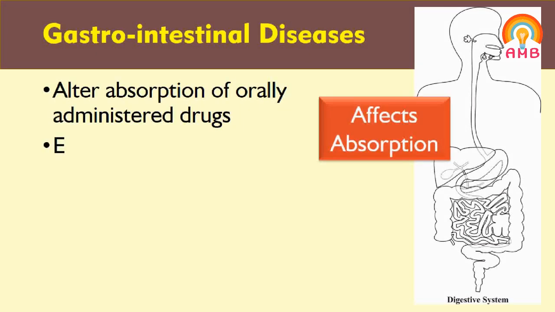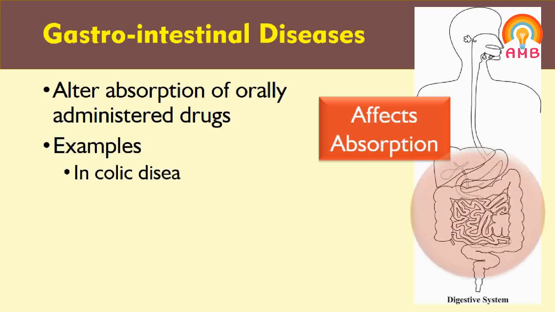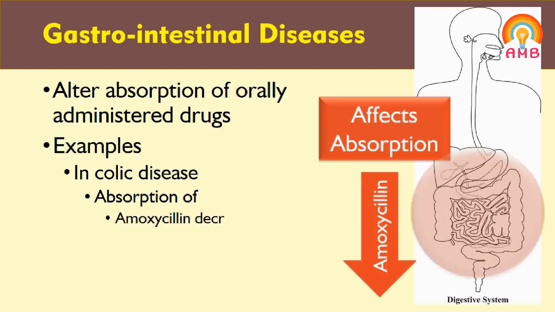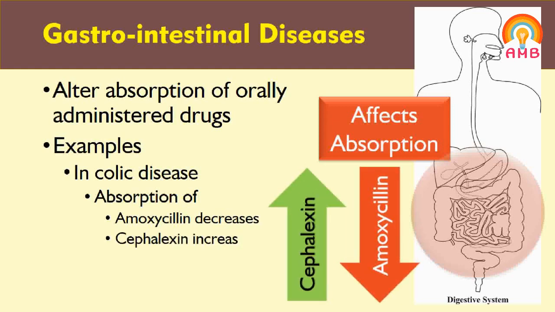For example, in colic disease, absorption of amoxicillin is going to be decreased, but in the same colic disease absorption of cephalexin can be increased. So that change in the rate of absorption or extent of absorption can be seen if a person is having gastrointestinal disease, that is the colic disease.